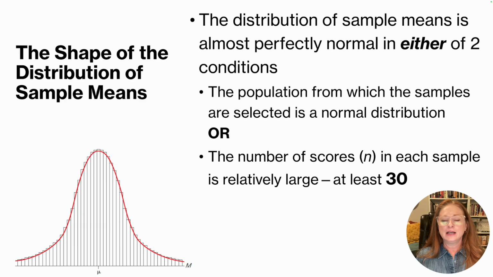It's amazing. Okay. The distribution of the sample means is almost perfectly normal in either of these two conditions. So it has to meet one of these two. It doesn't have to meet both. It just has to meet one of the two. Okay. Number one, and this is the harder of the two, but it's okay. The population from which the samples are selected, you know, is normally distributed.